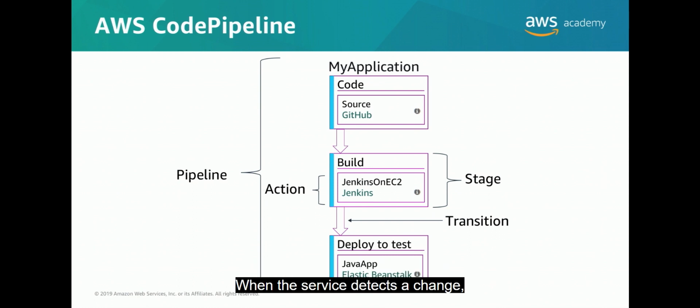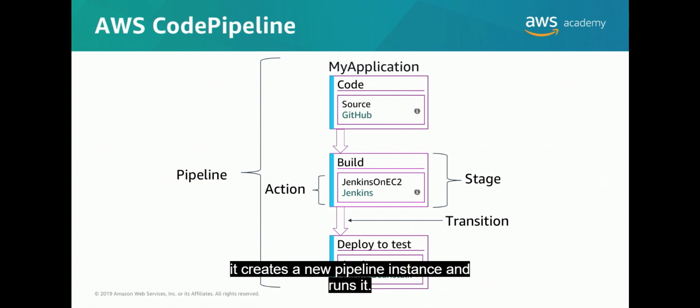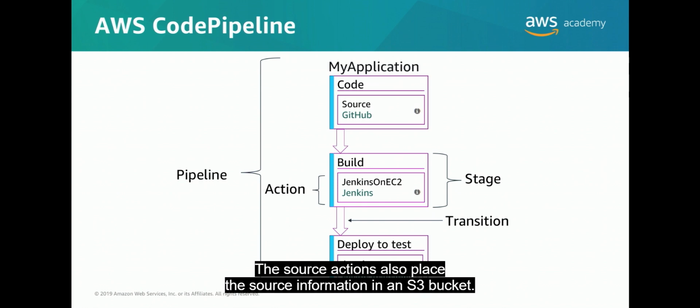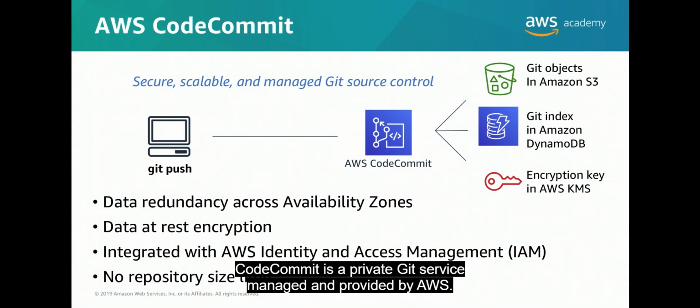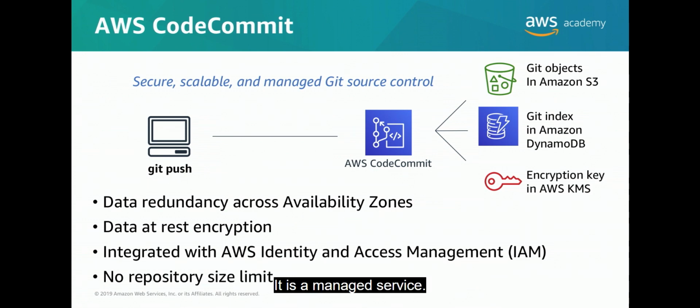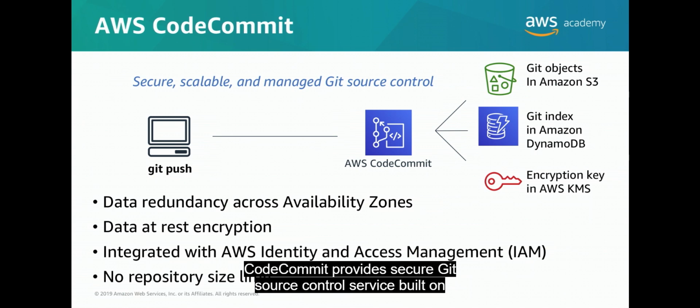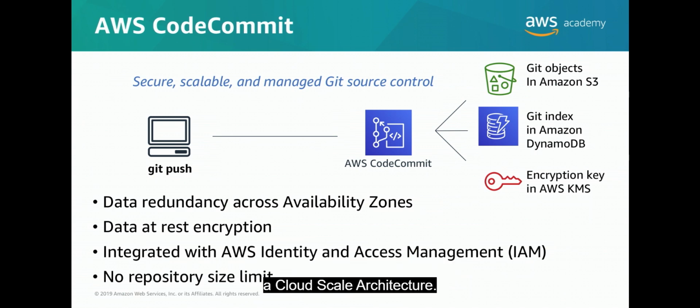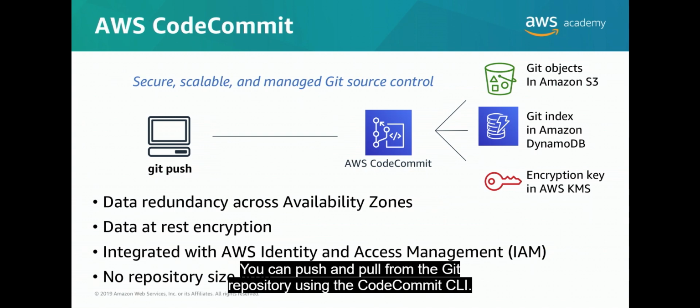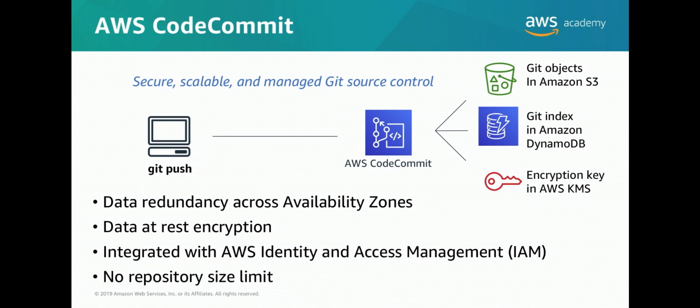When the service detects a change, it creates a new pipeline instance and runs it. The source actions also place the source information in an S3 bucket. CodeCommit is a private Git service managed and provided by AWS. You don't need to provision servers or infrastructure for your Git repository. It is a managed service. CodeCommit provides a secure Git source control service built on a cloud-scale architecture. You can push and pull from the Git repository using the CodeCommit CLI. You can also use other Git GUI tools.